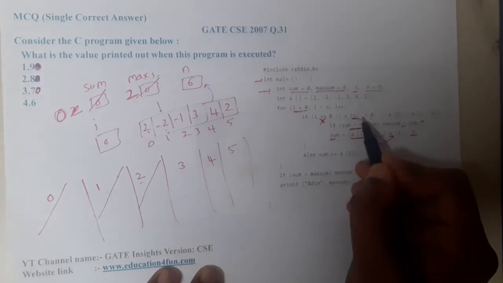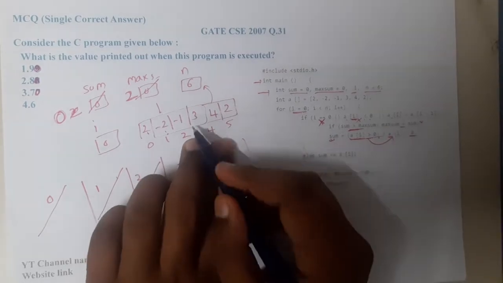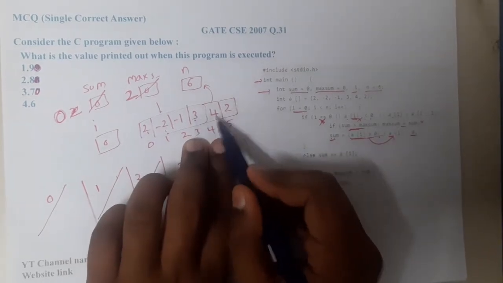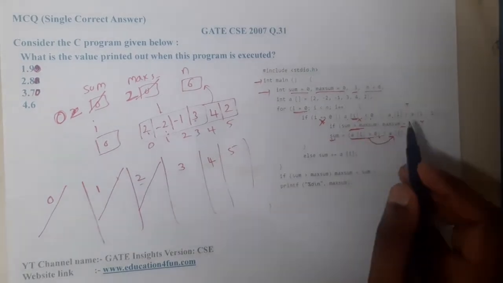Similarly, this statement is also false now. So now you will compare this value with this value. So a of I should be lesser than the next value. Yes, that is true. Okay.